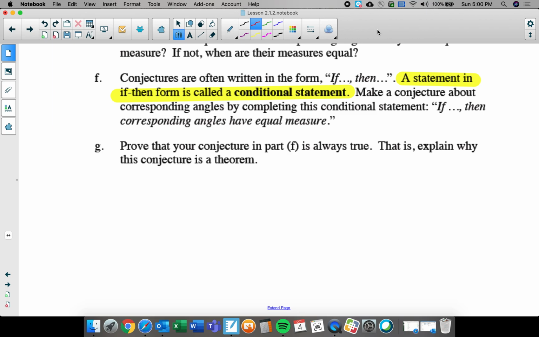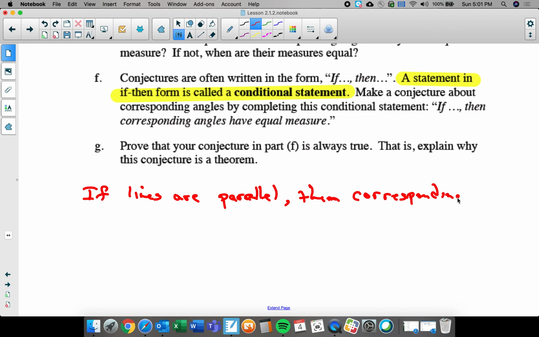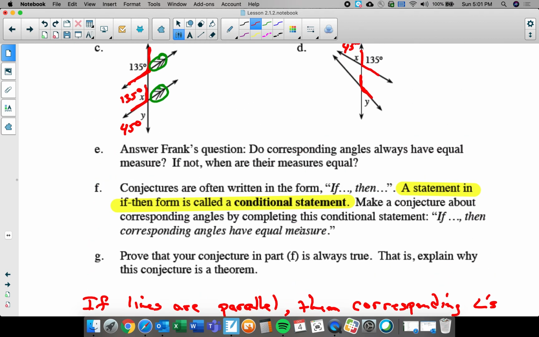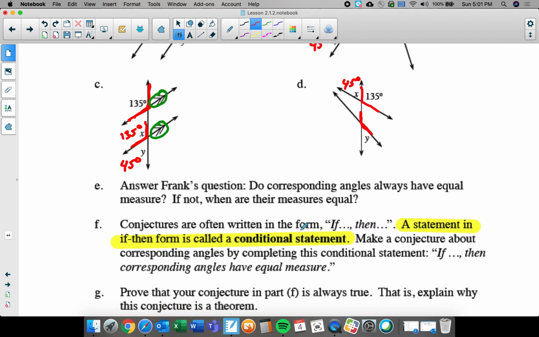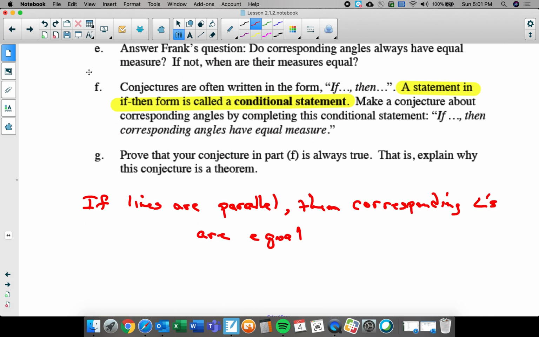What we found out is if lines are parallel, that was the key condition. If lines are parallel, then corresponding angles, I'm just going to abbreviate angles, corresponding angles are equal. But only if lines are parallel. That's what we saw up above in these pictures. When they're parallel, then corresponding angles are equal. Okay, all right, let's keep going here.